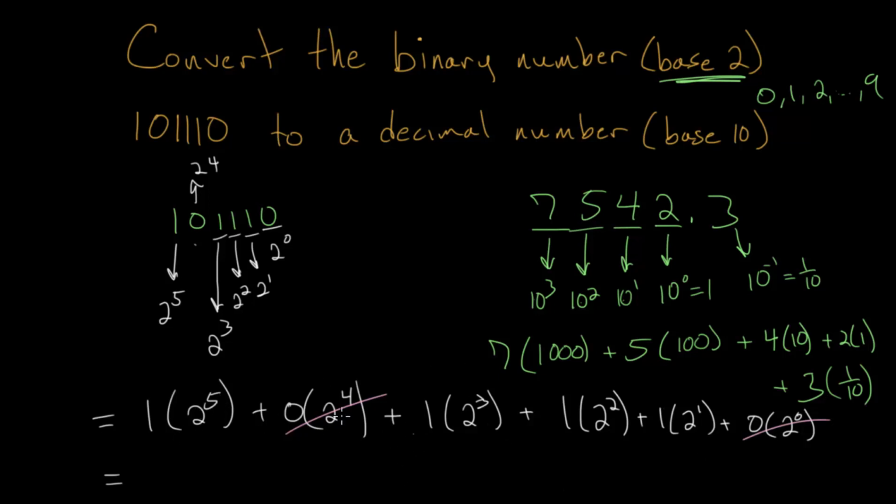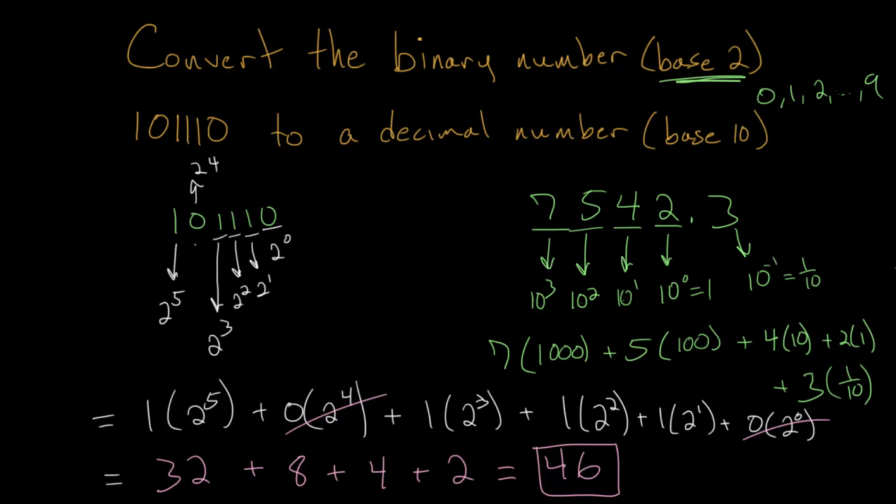2 to the 5th power, if we multiply it out, we have 2, 4, 8, 16, and 32. So 2 to the 5th is 32. We have 1 times 2 cubed, which is just 8. We have 2 squared, which is 4. 2 to the 1st, which is 2. And adding these together, 32 and 8 is 40. We have 44 plus 2 gives us 46. So this number in binary, 101110, is just 46 in our base 10 system.